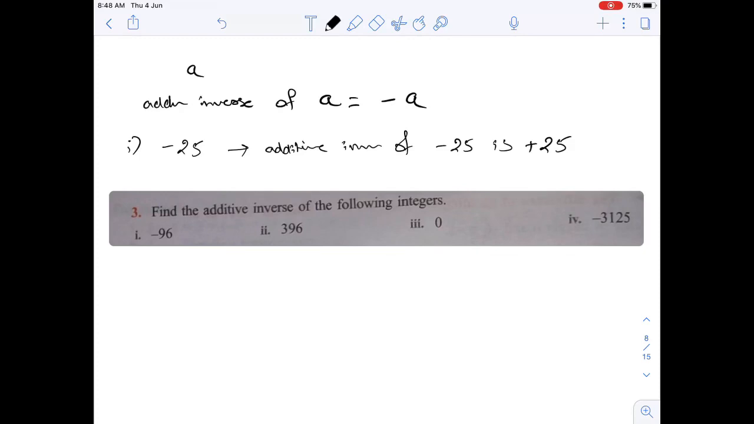In that way you have to solve all these examples. Now remember, here we have one number that is 0. We wrote last time that 0 does not have either a positive or a negative sign. So the additive inverse of 0 will be 0 as it is.